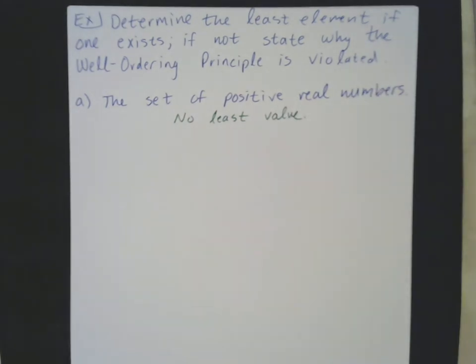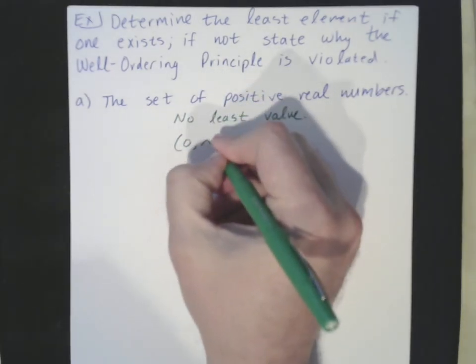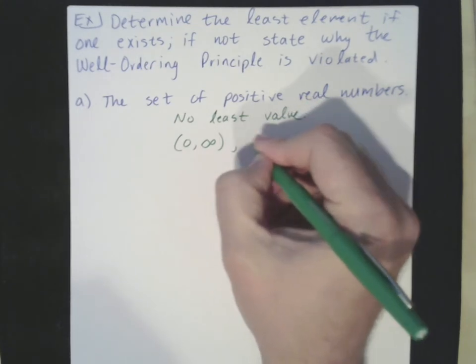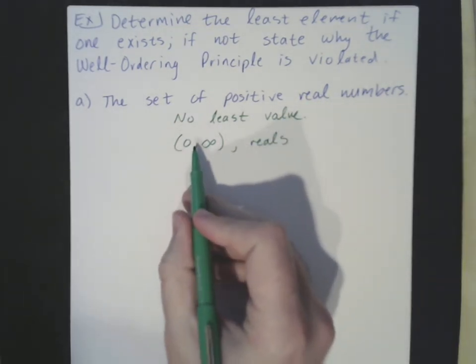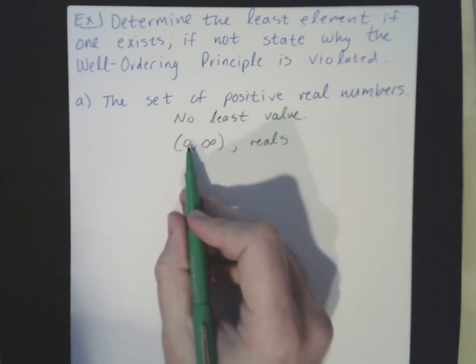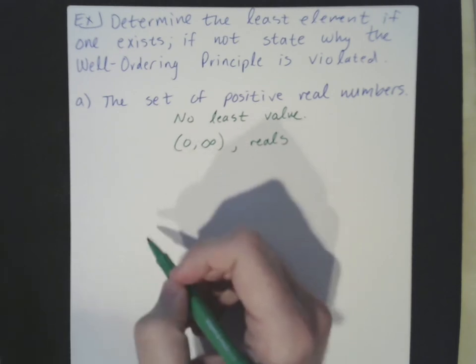So I want you to take a minute to think about this. Pause the video and actually think about it. And I'm going to tell you the answer right now. So we're looking at 0 to infinity, but we're looking at reals. So reals are all the fractions. The fractions get smaller and smaller and smaller. 1 over a million, 1 over a billion, 1 over a trillion.